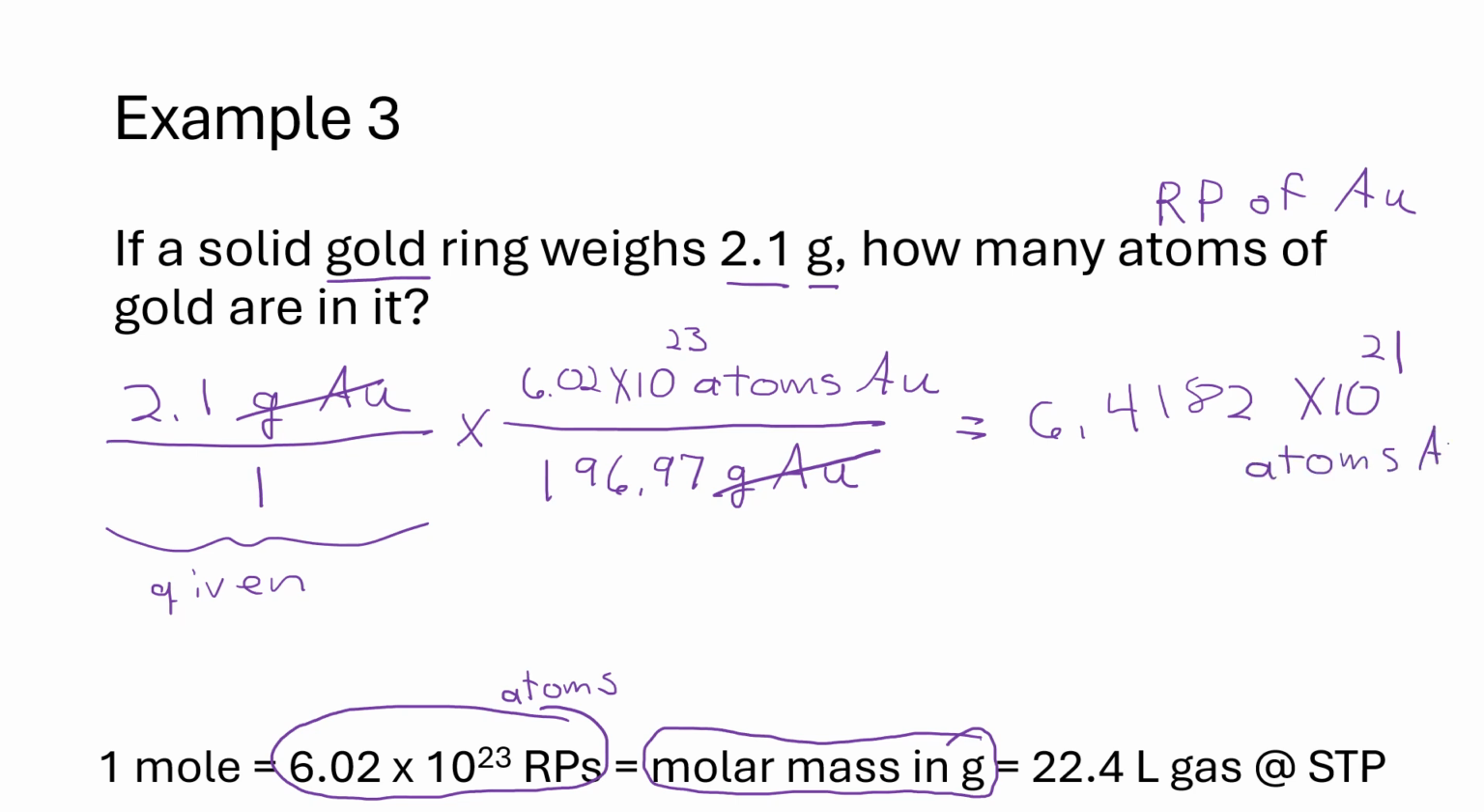And if we look at what we were given, 2.1 grams, that has 2 sig figs. And so that's going to limit us. That's the smallest number of sig figs we're looking at. And so that's going to limit us to 6.4 times 10 to the 21st atoms of gold.